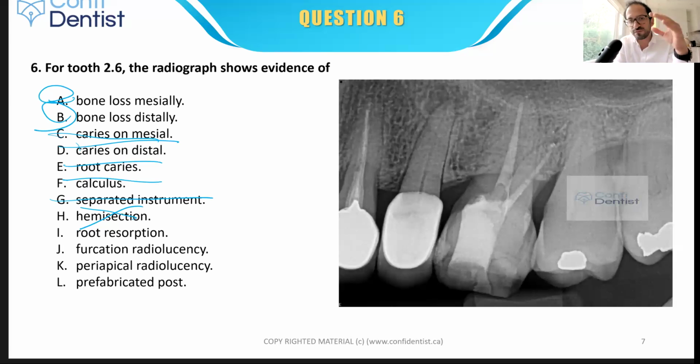Hemisection is mainly for the lower molars. Root resection is mainly for the upper molars. So nope, no root resorption, no furcation radiolucency, no periapical, and no prefabricated post. So the answers are just A and B.